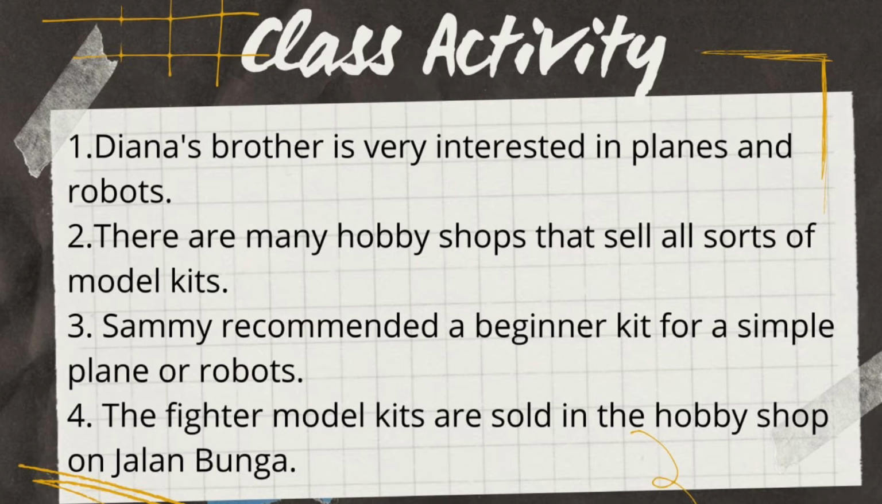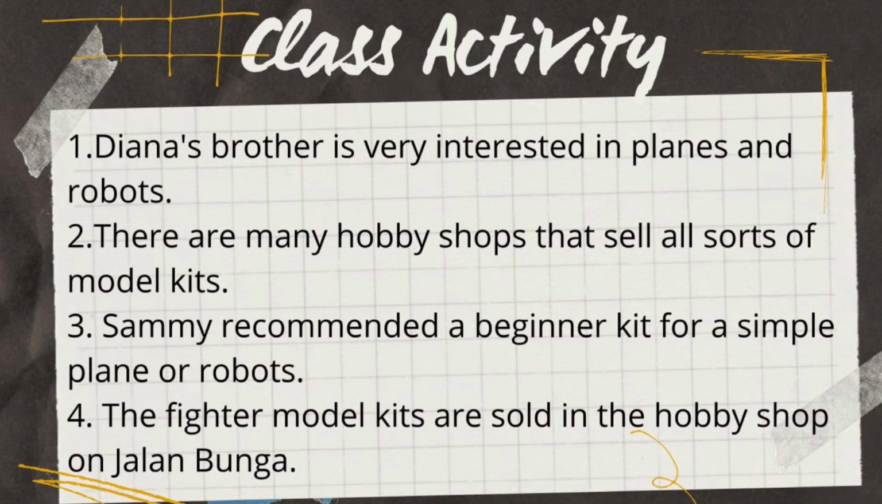Question number 2, the answer is there are many hobby shops that sell all sorts of model kits. Okay, based on the audio, Sammy is the one who explained about hobby shops that sell all sorts of model kits. So, the answer is hobby. Question number 3. The answer is Sammy recommended a beginner kit for a simple plane or robots. So, robots is the answer.